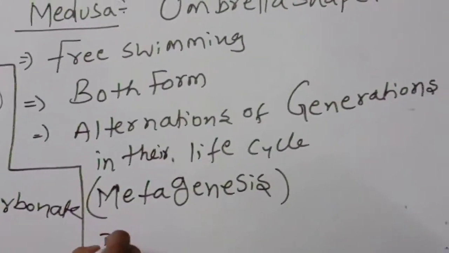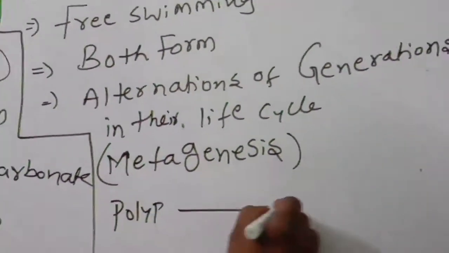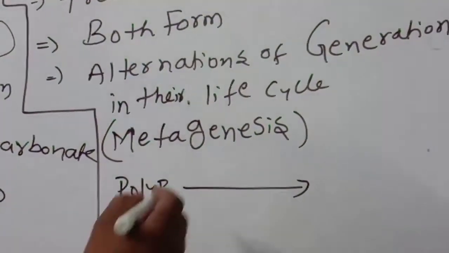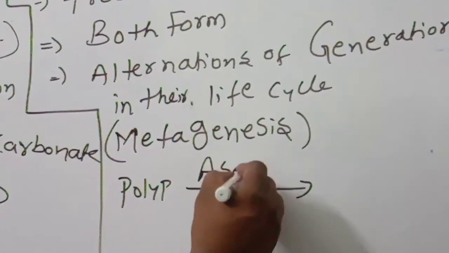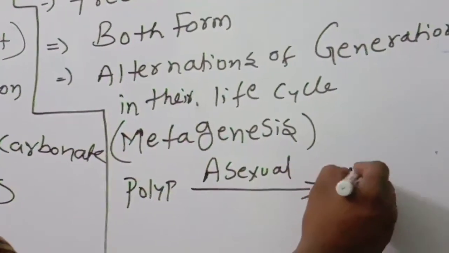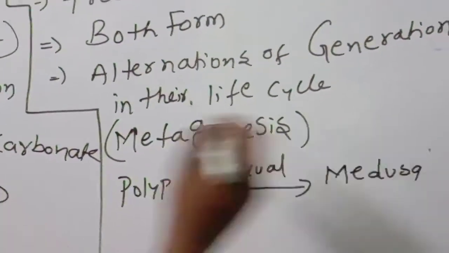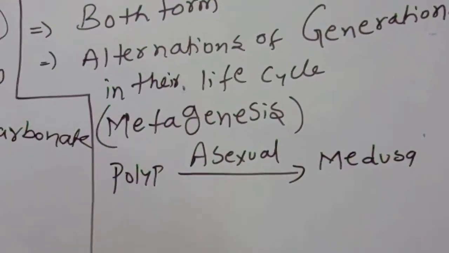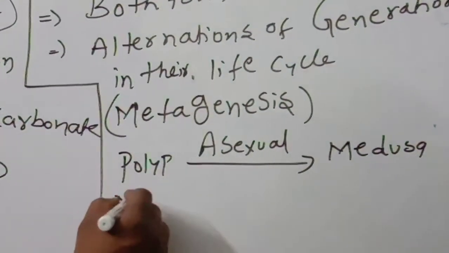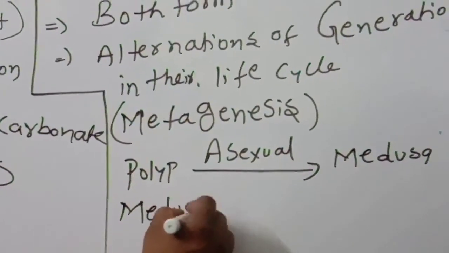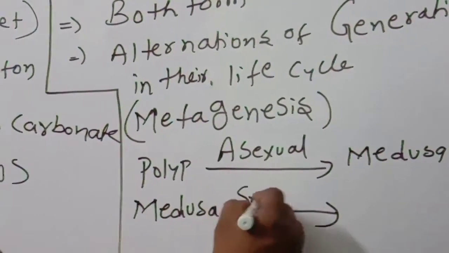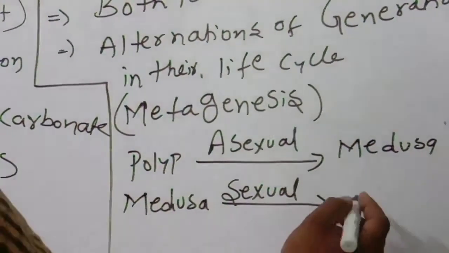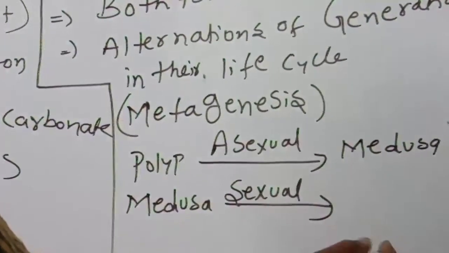Okay, this polyp, very important, represents asexual reproduction and produces the medusa. And the medusa represents sexual reproduction, which automatically produces the polyp.